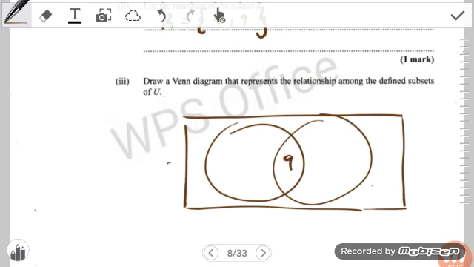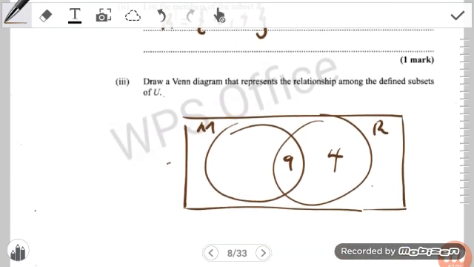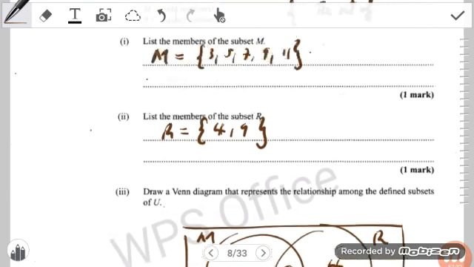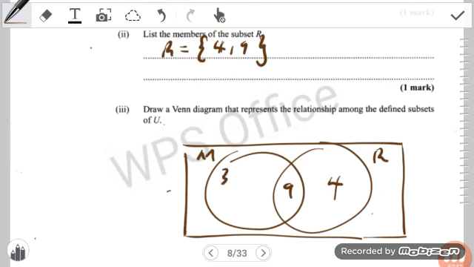And the remaining members of M are going to go here. M is going to be 3, 5, 7, and 11. So now all the members of set M and set R are represented. But a lot of students will lose, let me see, how much marks is it worth? 4. A lot of students will only get 3 here because they forget that set U exists.